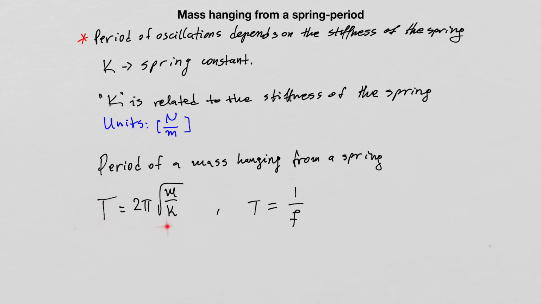Now, this formula gives us a way to calculate the period of oscillations of a mass hanging on a spring by purely using the physical parameters of the system, meaning mass and spring constant. Once the period is calculated using that formula, then one could calculate the frequency of oscillations using the relationship between the period and the frequency.